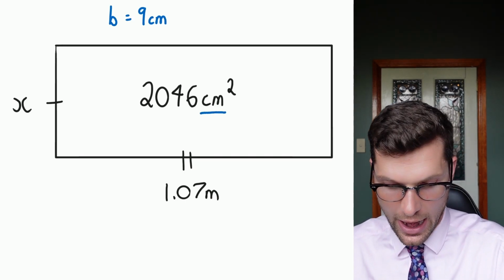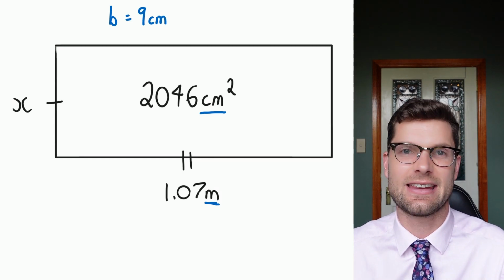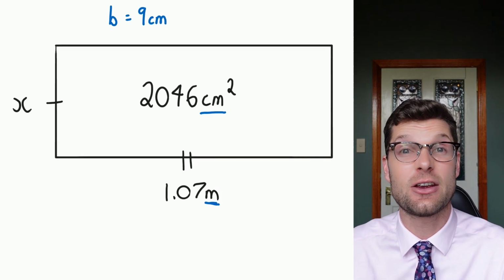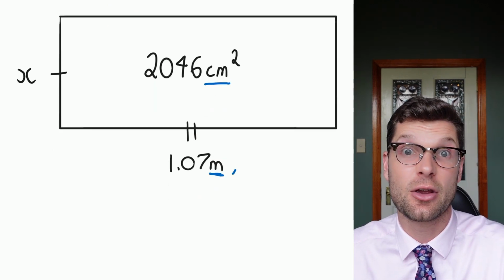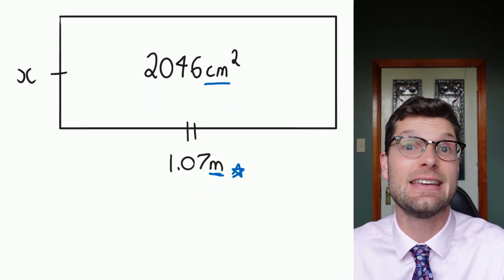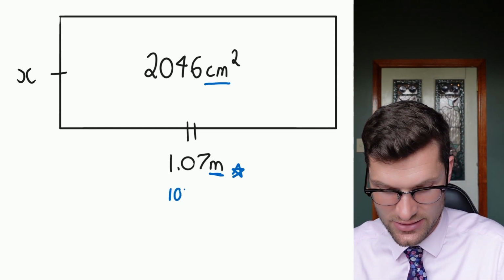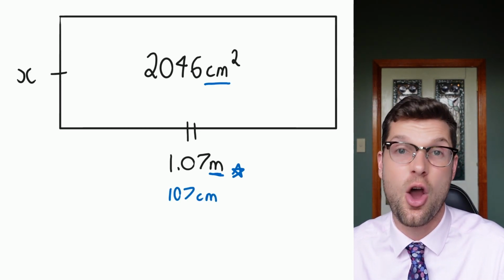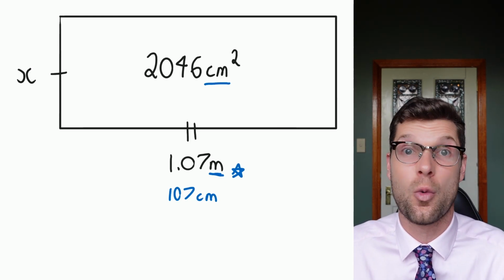So it is just important when we have a look at these questions that we look at the units. So the answer here is in centimeters squared, but the length I've been given down here is meters. So we've got to make sure that these are the same units, otherwise we can't do anything. So the first thing I'm going to do is change this number down here into centimeters. I know that 1.07 meters is the same as 107 centimeters. Once I've done that, this is exactly the same as the last question. I just have to do a one-step equation.